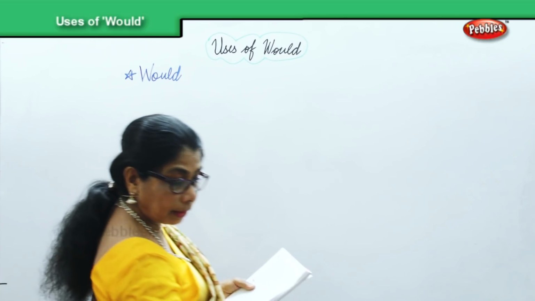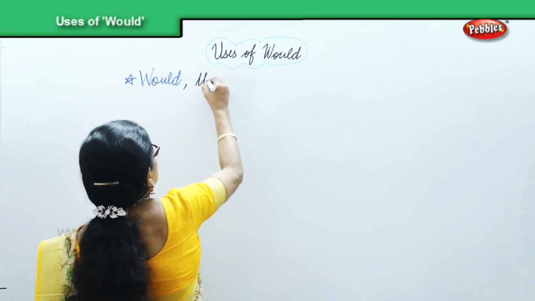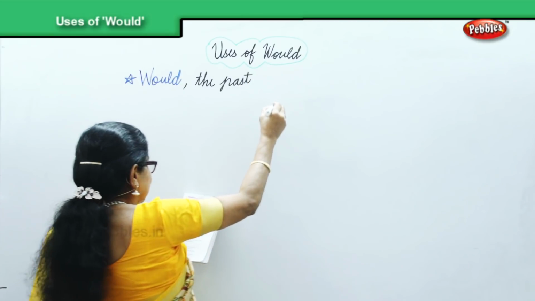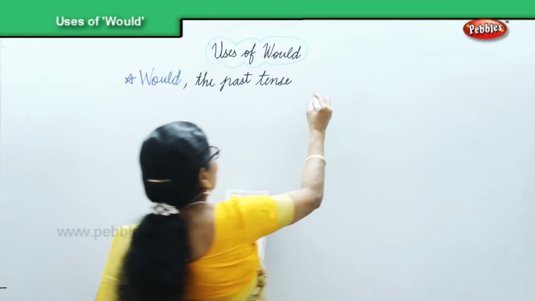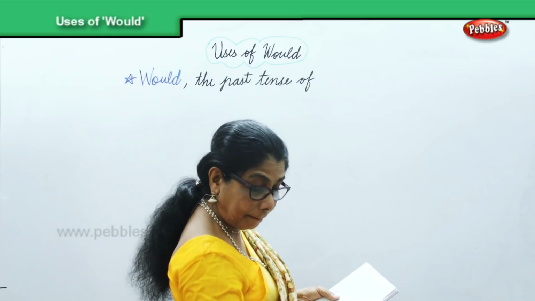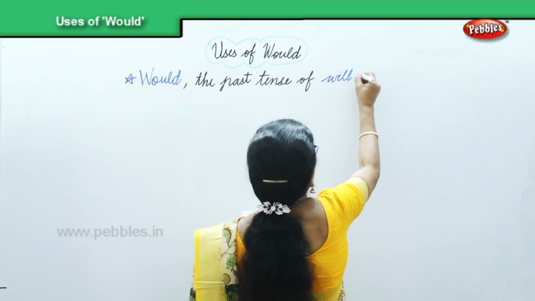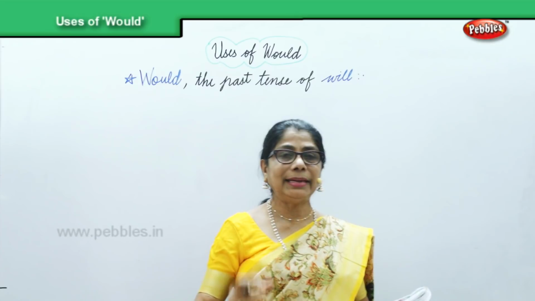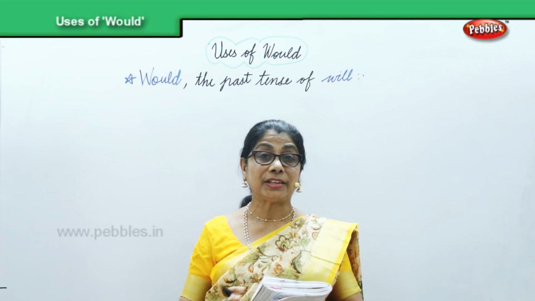Wood is the past tense of will. Past tense of will. Will, would. And that's what we're going to look at now. Let's look at this. We have 7 types of usage of wood.